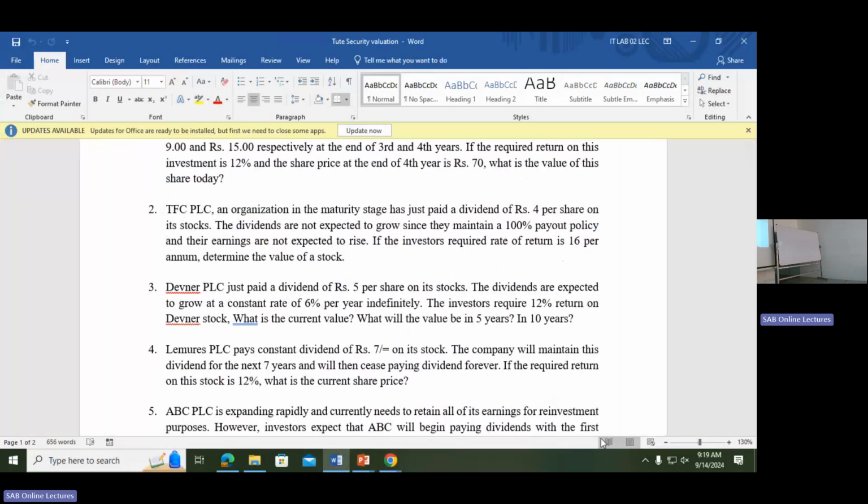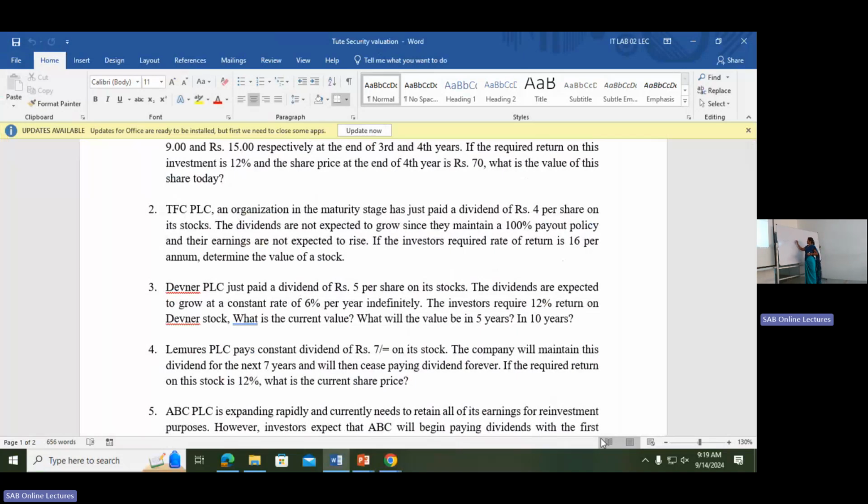The company just paid a dividend of 5 rupees per share, so you know that D0 is 5 rupees. Dividends are expected to grow at a constant rate of 6% per year indefinitely. So the constant growth rate is 6%. So this is an application of the constant growth model.